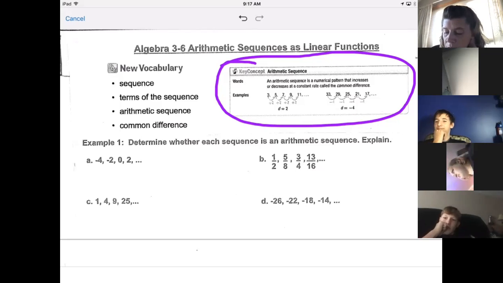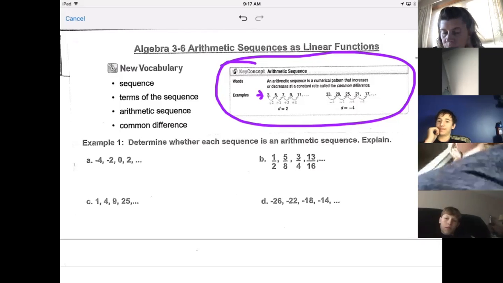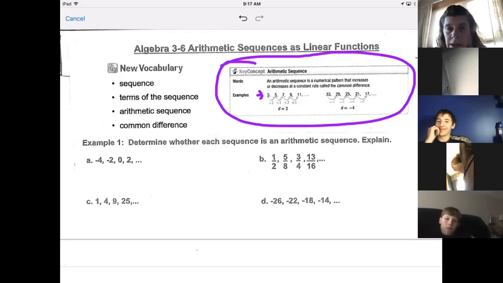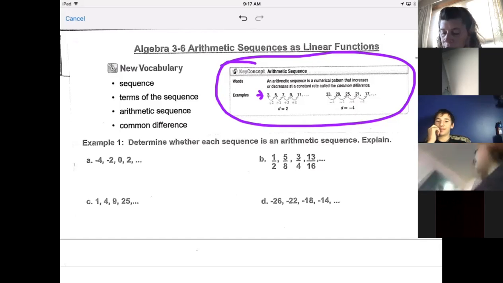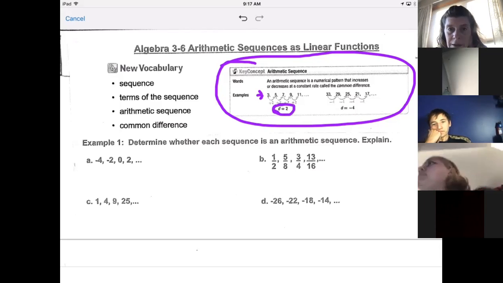So you see their example on that first one right here. They start with 3, then add 2, and then add 2, and then add 2, and then add 2, and then add 2. Okay, so that's your pattern. You keep adding 2 over and over and over again. That's an arithmetic sequence, because you're adding the same value over and over again. And that's called the D, common difference.